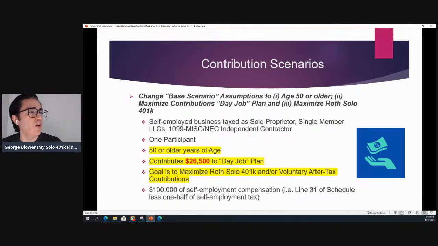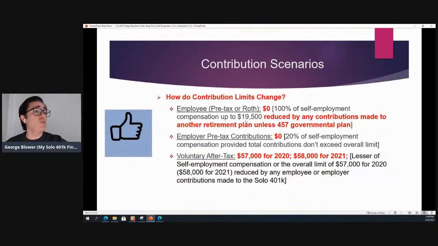Okay, next scenario. Let's assume now that if this person is 50 years of age or older, they contribute $26,500 to their day job plan. And again, their goal is to maximize the Roth solo 401k or voluntary after-tax contributions. So same scenario, they cannot contribute any to the employee because they already used the bucket. They already made the contribution to their day job plan. They decline to make the employer contribution because their goal is to maximize the Mega Backdoor Roth contributions.